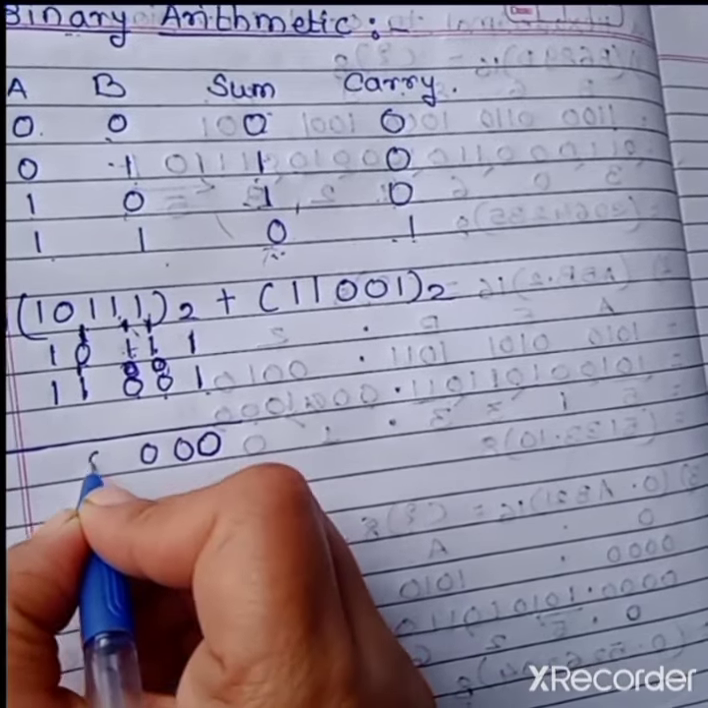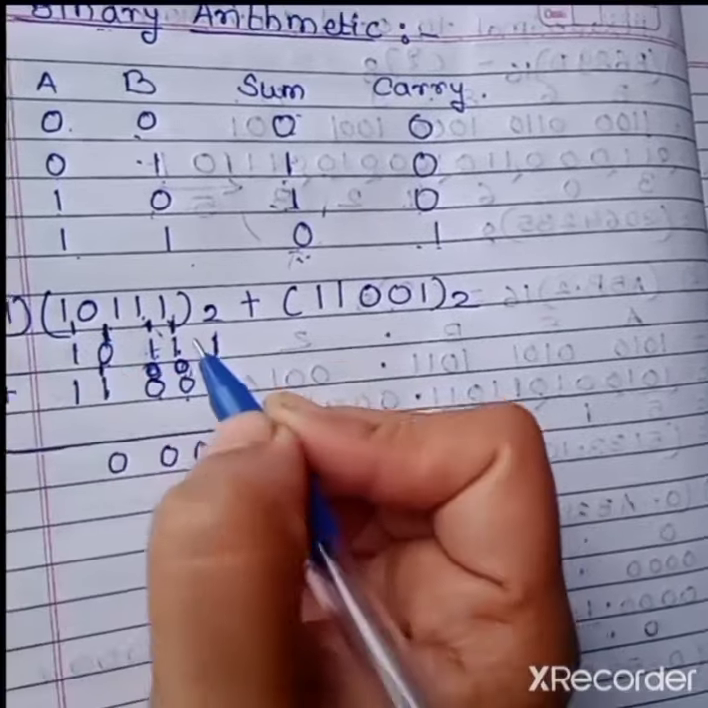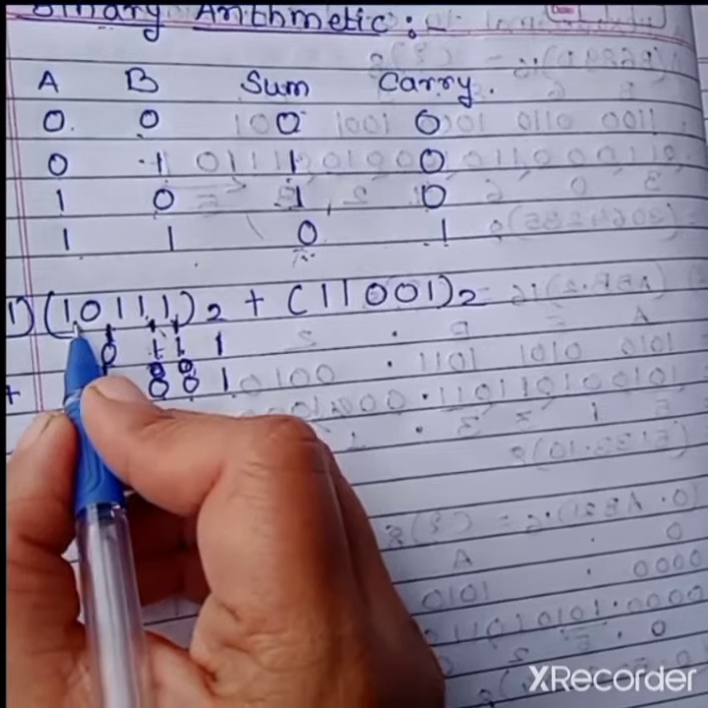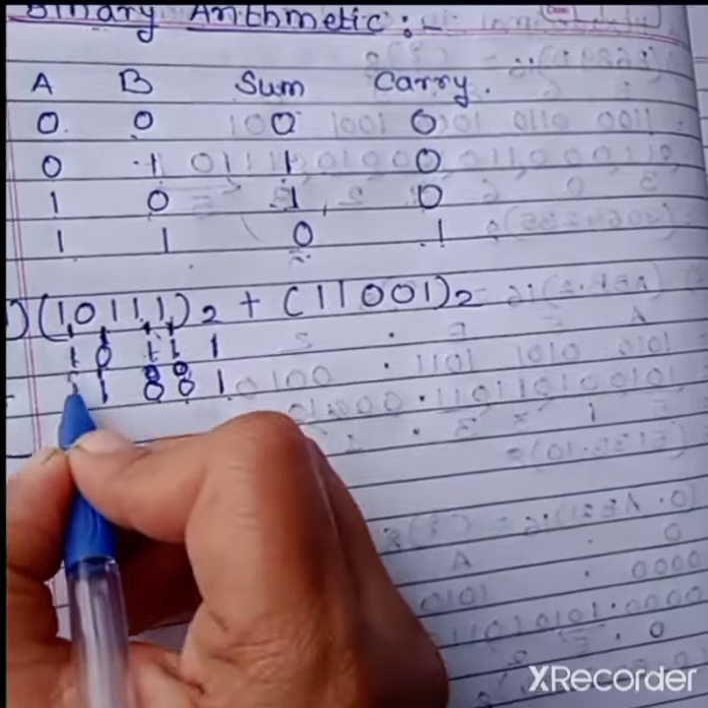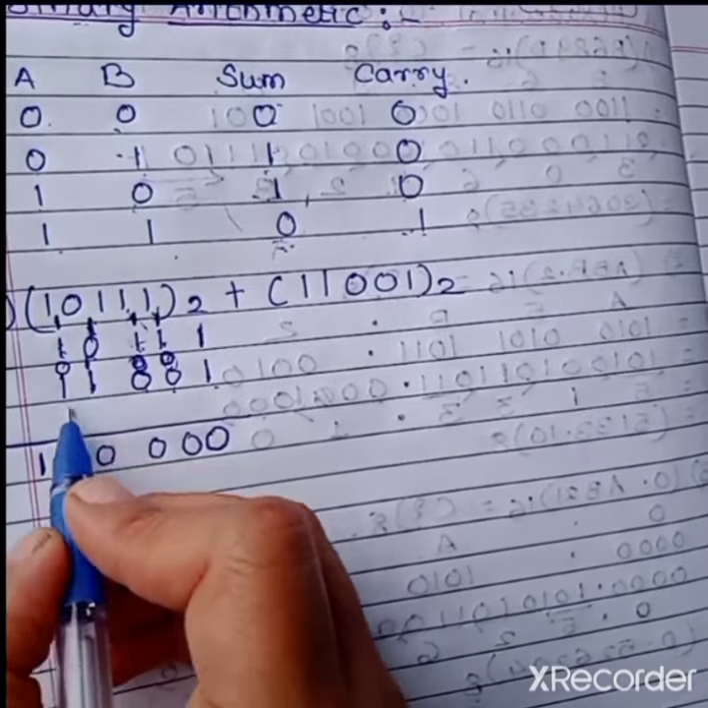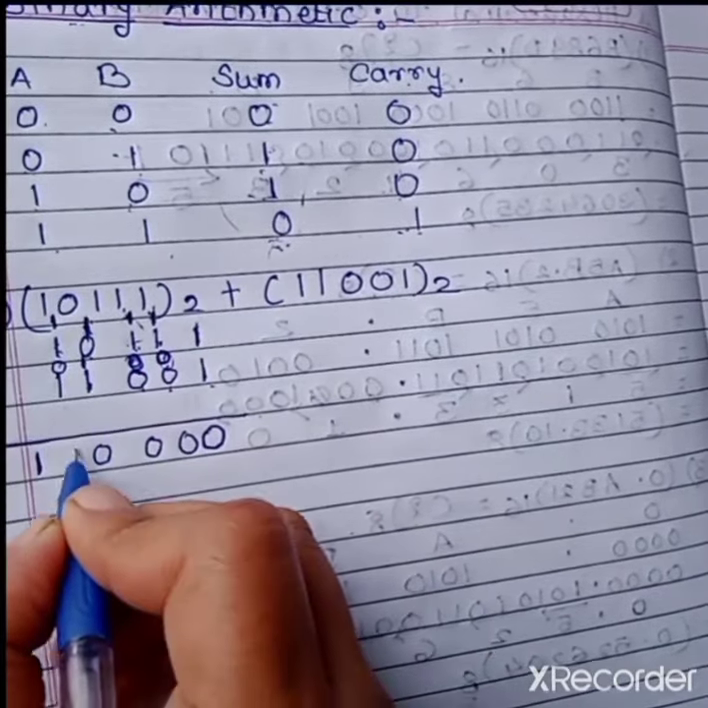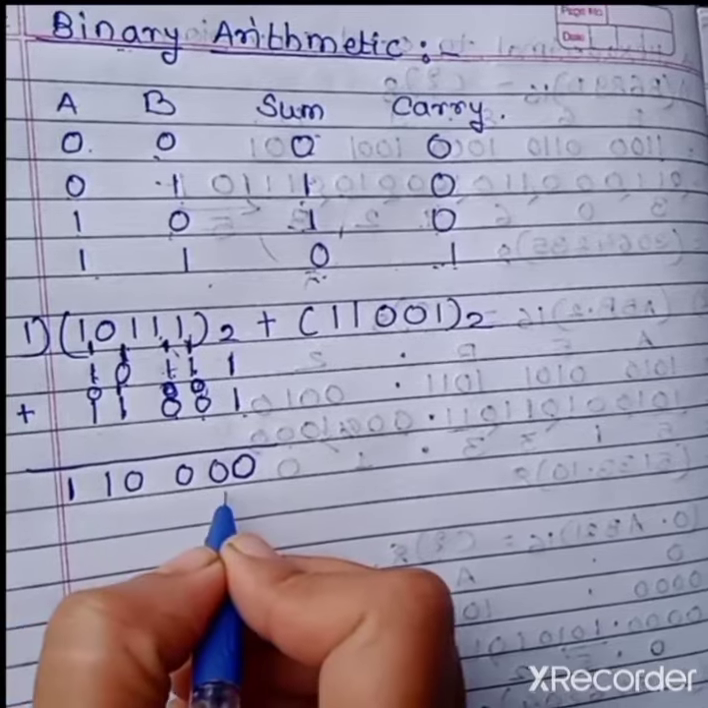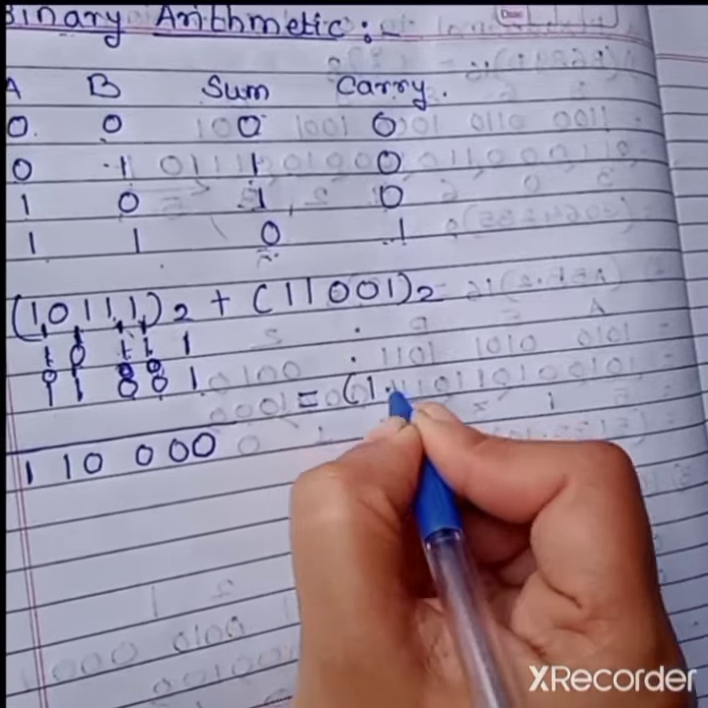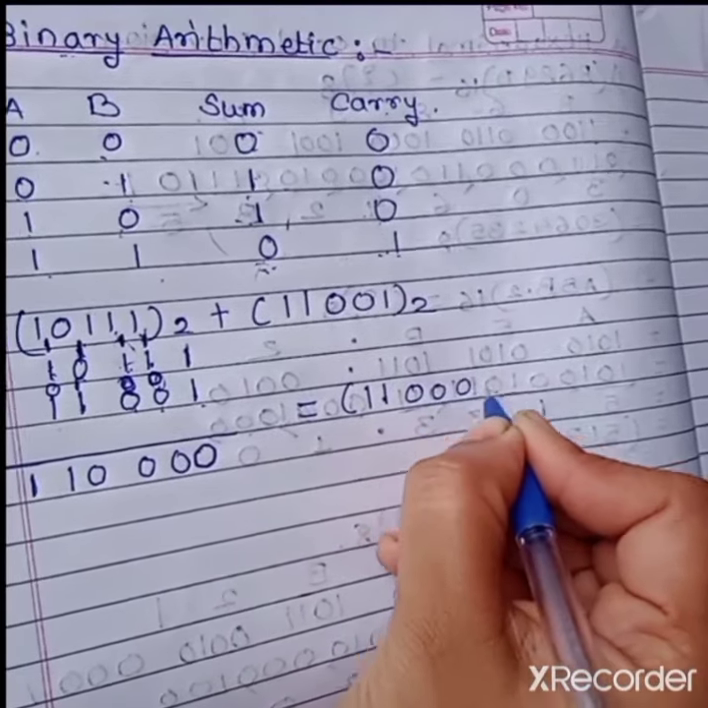1 plus 1 sum is 0, carry is here. Now perform the addition of this 1 plus 1, sum is 0 but carry is 1. So write down this carry here, and 0 plus 1 is 1. So this is your final answer. So you can write the final answer like 1 1 0 0 0 0.